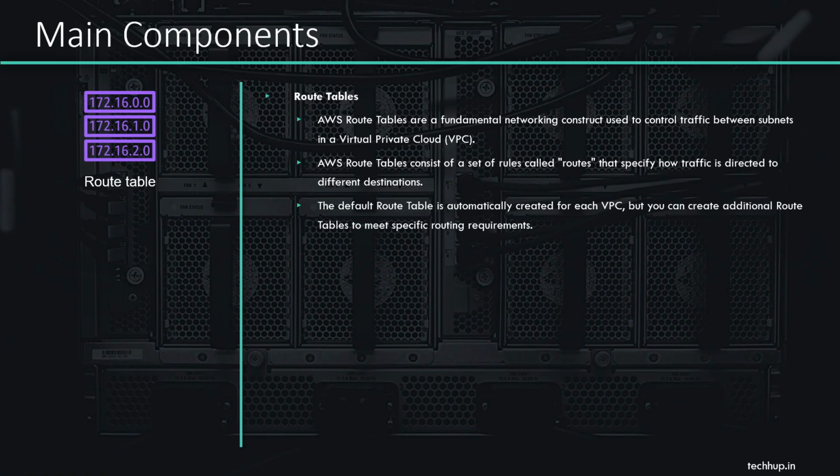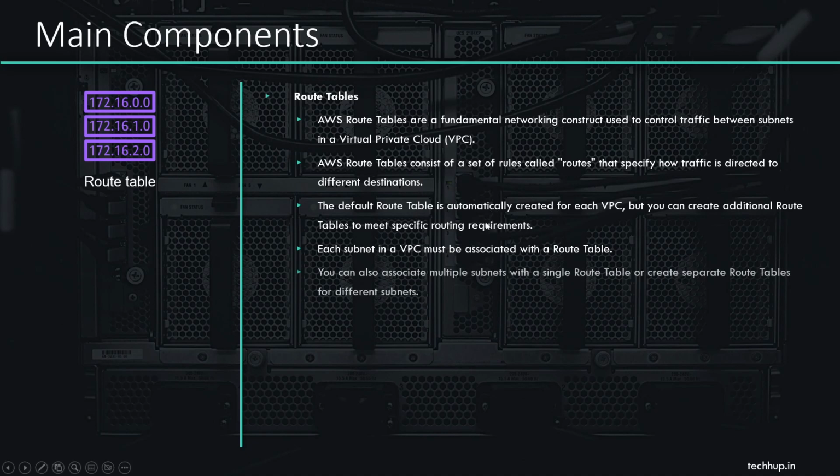A default route table is automatically created every time you create a VPC, and it is called the main route table. In addition to that, you can create more route tables to meet specific routing requirements. Each VPC, as I told, must be associated with a route table, and that's the reason why a default route table, or the main route table, is created as soon as the VPC is created.